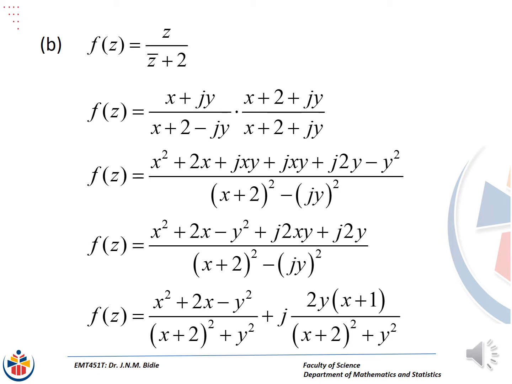B, we have here z over z bar plus 2, and then I substitute in place of z, x plus jy, and in place of z bar, it's x minus jy, and I already did the rearrangement so that the real terms are together. So we've got x plus 2 minus jy in the denominator, multiply by the complex conjugate of the denominator, noting that the complex conjugate just requires me to change the sign of j. Multiplying out and then separate the terms, and please check whether this is correct.